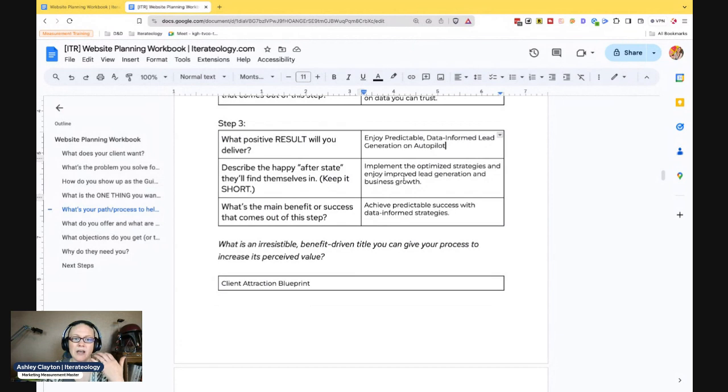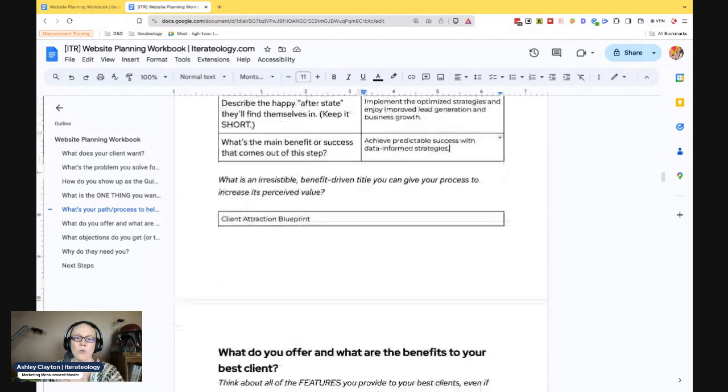And then a short description of the happy after state, and again, very short, and the benefit to them based on the result. And again, you're assuming that they have gone completely through the program, done everything that they needed to do, taken all the action, and this is the life that they lead now that they have completed your program and have taken action on it.